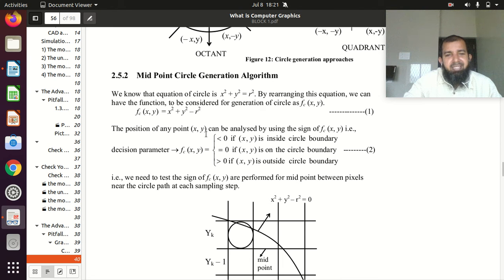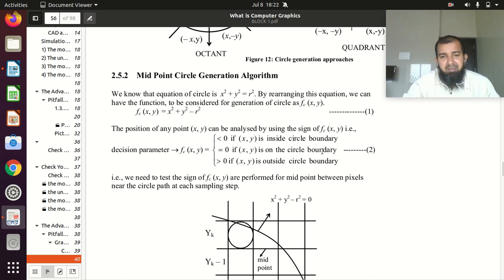The position of any point x comma y can be analyzed by using the sign of fc of x comma y, that is, the decision parameter, which is very important to find the next x and y value. If fc of x comma y is less than 0, that is, if x comma y is inside the circle boundary, then the decision parameter is less than 0.